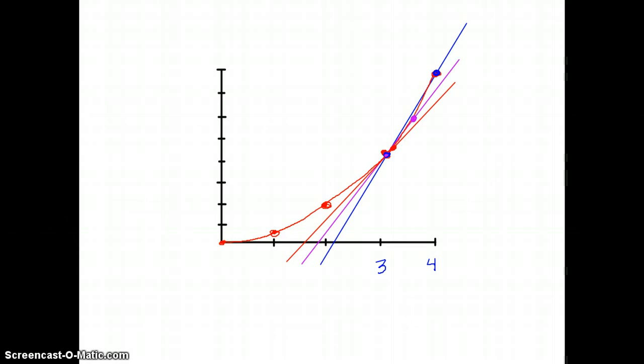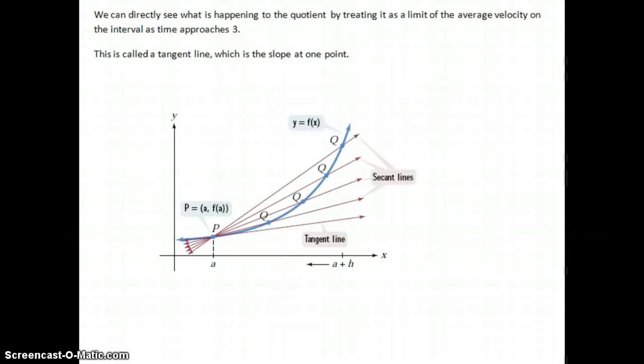But let's talk about these lines here. These are known as secant lines. Secant lines are the average between 2 points. And what we want to find is the slope of a tangent line, which is actually the rate of change that only touches the graph at 1 point. So we want to see what happens as we get closer and closer to 3.